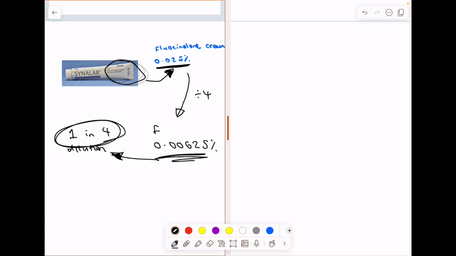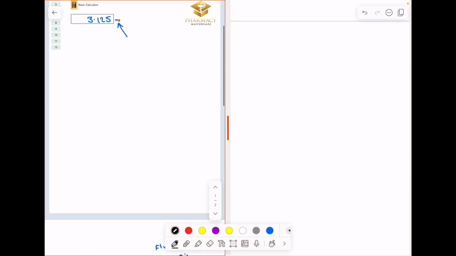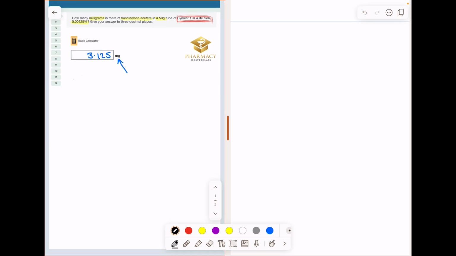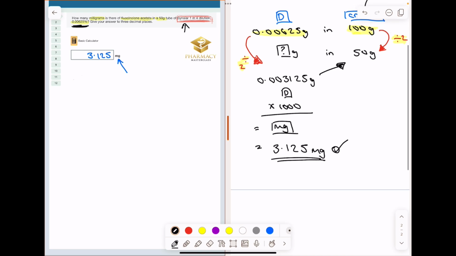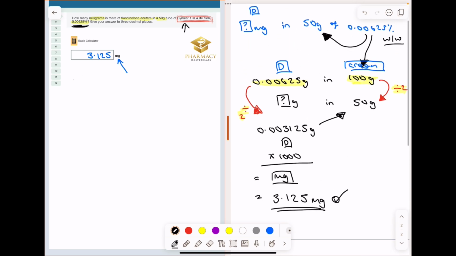The name Cinelar 1 in 4 was given because they took the original cream strength, 0.025%, and diluted it 4 times to make this new strength, and they called it Cinelar 1 in 4 dilution. So maybe the confusion has come in that students haven't realised that the question is referring to this cream as 1 in 4 dilution. It doesn't mean you have to dilute it 1 in 4. They've already given you the strength here, 0.00625%. So hopefully this has explained the methodology behind this question for you.